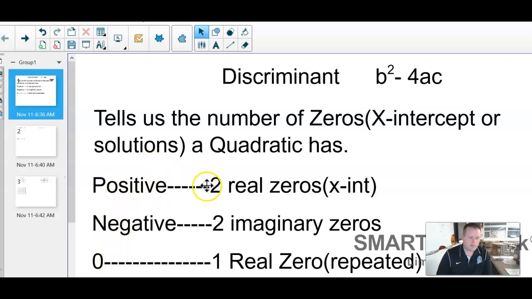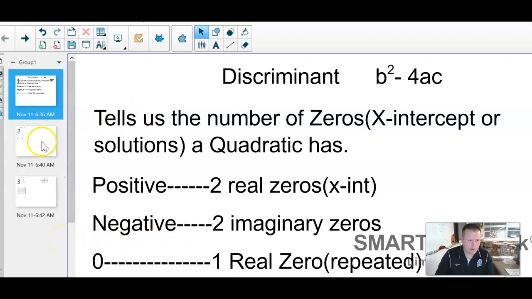If it's a positive number, that means we have two zeros and they're both real, which means they're going to have x-intercepts. They're actually going to cross the x-axis. If it's negative, we have two imaginary zeros. So we'll have some complex number or imaginary solutions for our solutions or our zeros. Zeros, again, are another way to say solutions to that quadratic. And then if it's zero, we have one real zero that's repeated. And so it has one x-intercept. So it does touch the x-axis and then bounce off. And we'll look at them graphically as well.